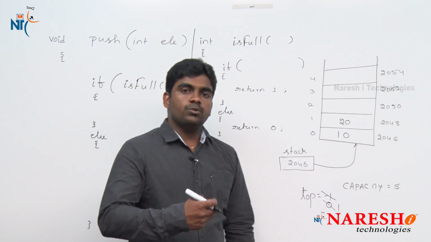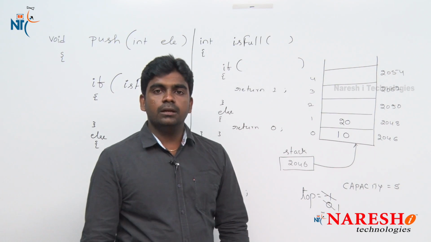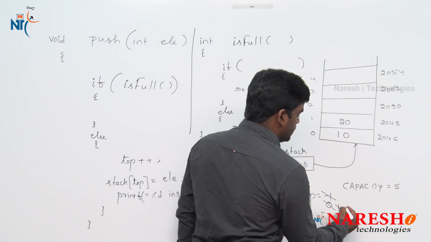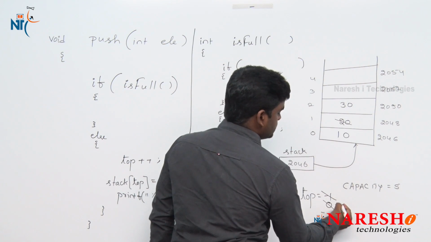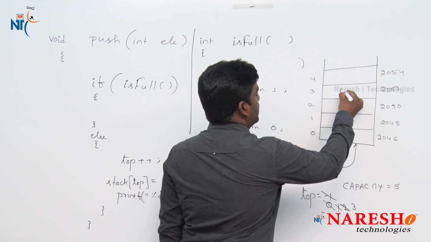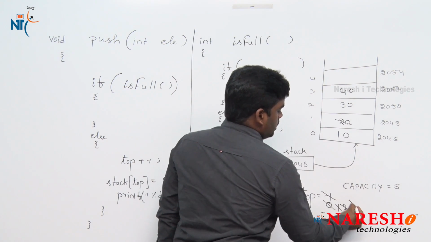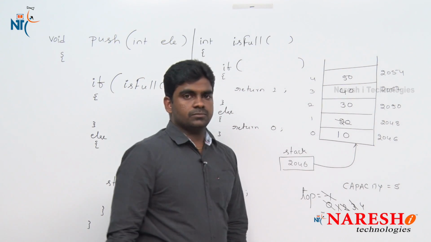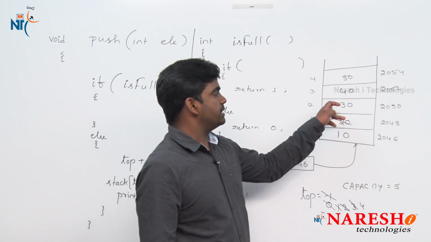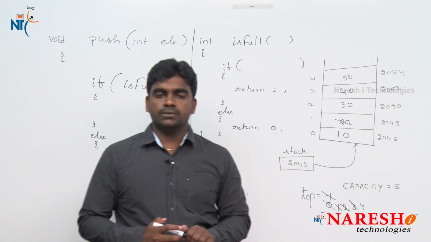Next I want to insert one more element, for example 30. Top value 2, element is 30. Next, top value 3, element is 40. Top value 4, element is 50. So now there is no chance of inserting any more elements.